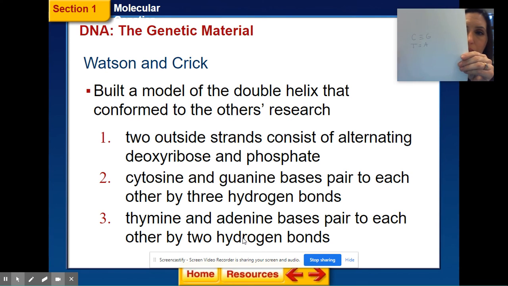So there we go. So we write it like this. We put the 3 hydrogen bonds between the C and the G. And then adenine and thymine, we put the 2 lines between there. So that's representing those hydrogen bonds. So 2 and then 3.